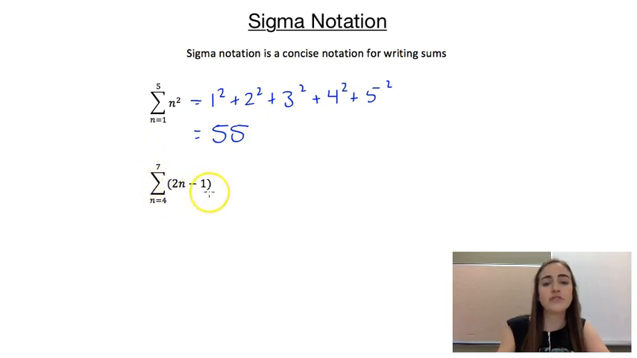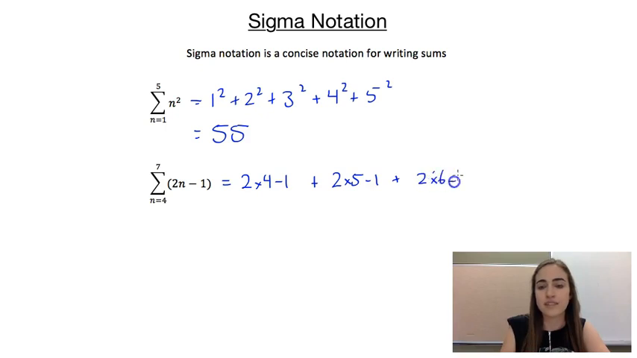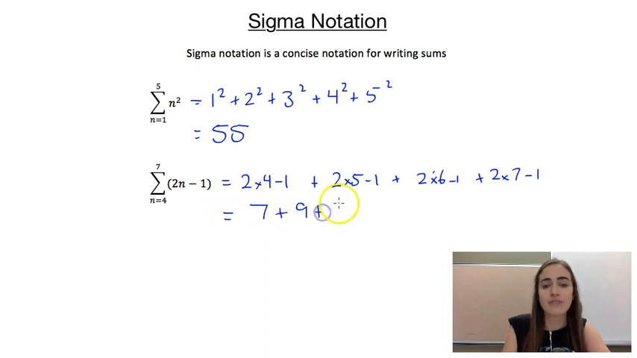Here we've got the sum of 2n minus 1 from n equals 4 to n equals 7. So we're going to substitute n equals 4 into there. So we'd have 2 times 4 minus 1 plus, and then we'd substitute in 5. So 2 times 5 minus 1 plus 2 times 6 minus 1, and then plus 2 times 7 minus 1. What that's going to give us is 7 plus 9 plus 11 plus 13, which would simplify down to 40. So rather than writing out this whole sum, we can write it in sigma notation.